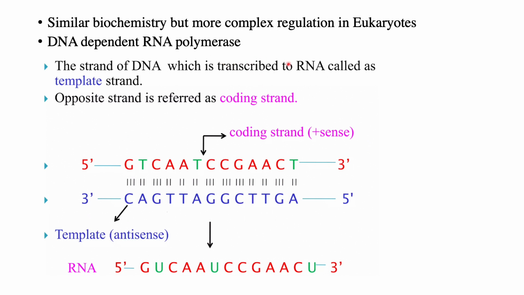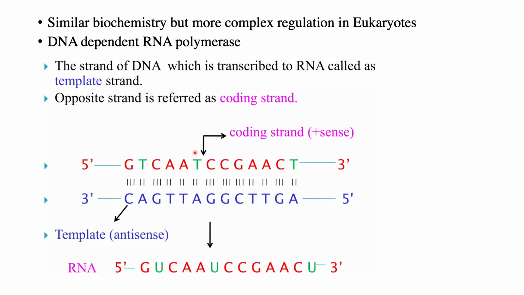The basic biochemistry of RNA synthesis is similar in both the prokaryotes and the eukaryotes, but its regulation and the functions are more complex in the eukaryotes. So we'll look at the overview of transcription in both the prokaryotes and eukaryotes in this video. So RNA synthesis in prokaryotes is catalyzed by a large enzyme called the DNA-dependent RNA polymerase. So this RNA polymerase synthesizes all types of cellular RNAs in prokaryotes.